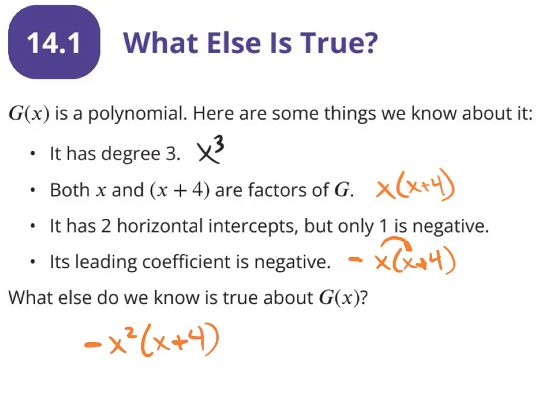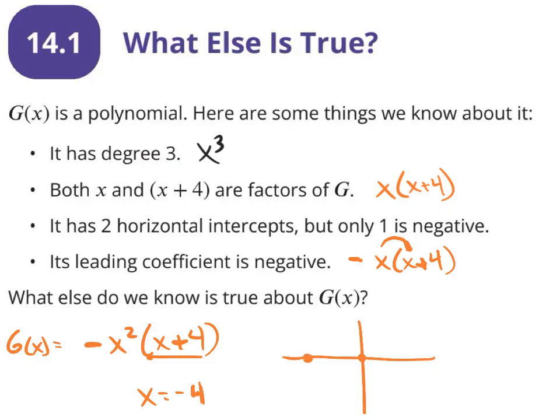This is a polynomial in factored form. To go from a factor to an intercept, you switch the signs. And now, if we were to graph this, if we set everything equal to 0, one intercept is at 0, and one is at negative 4.